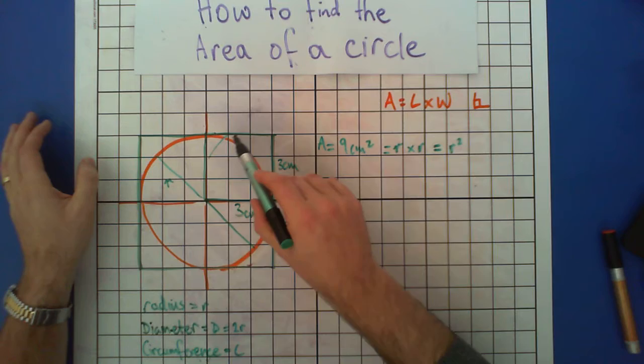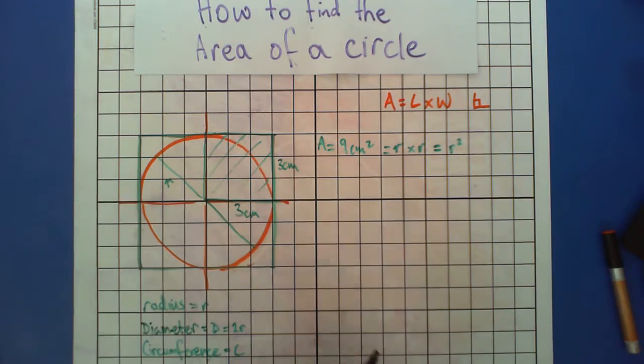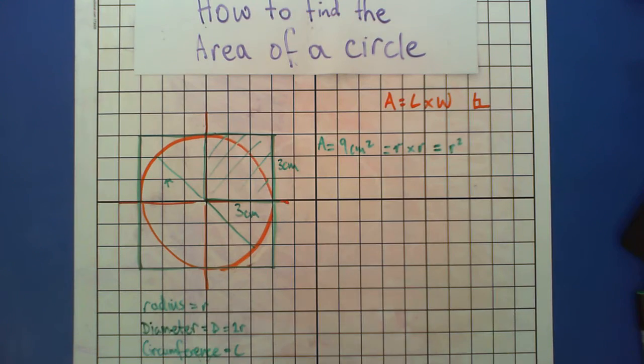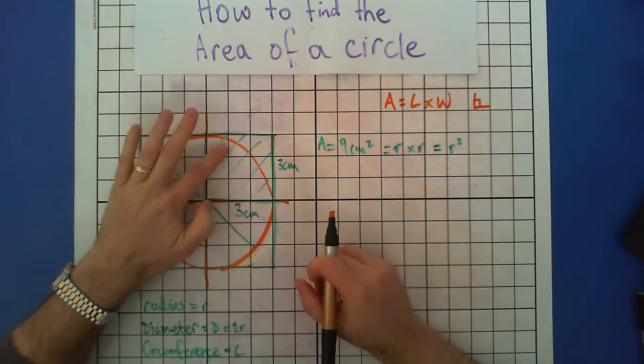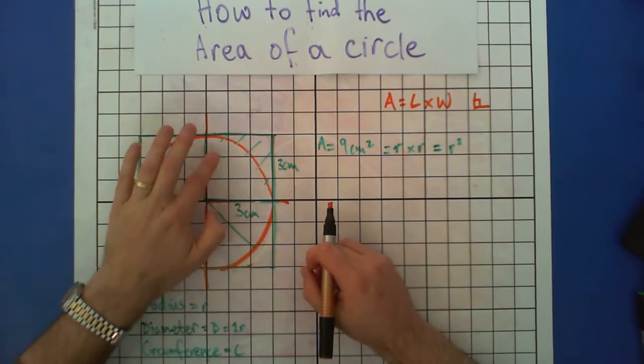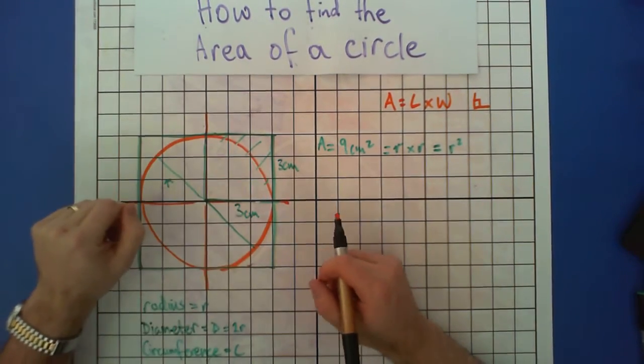So we've got the area of this square. Now we're going to have a look at the area of just 1/4 of the circle here. What we're going to do is look at trying to count the squares, because remember that's all we're doing with areas. We're always just counting squares.